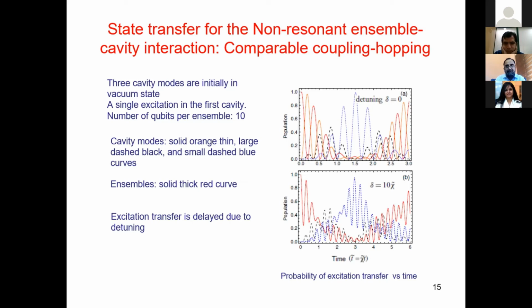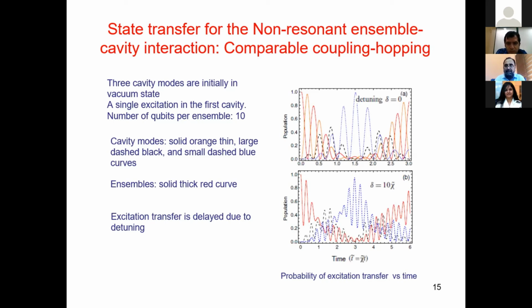Notice the 2 things. Field inside the cavity, which is vacuum, empty, but we have ensemble. So the ensemble of the first cavity is excited. In this case, we are taking the ensemble to be 10. It means we have 10 atoms, or you can also call 10 qubits if you talk in terms of the quantum information language. Okay, cavity modes, solid red, orange thin, large dash black, and small dash, they all show cavity modes. While the ensemble is shown in solid thick red curve.